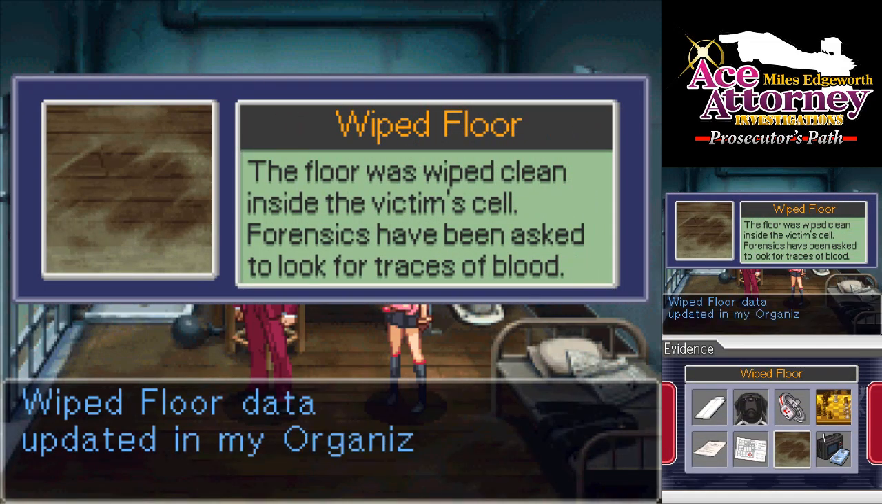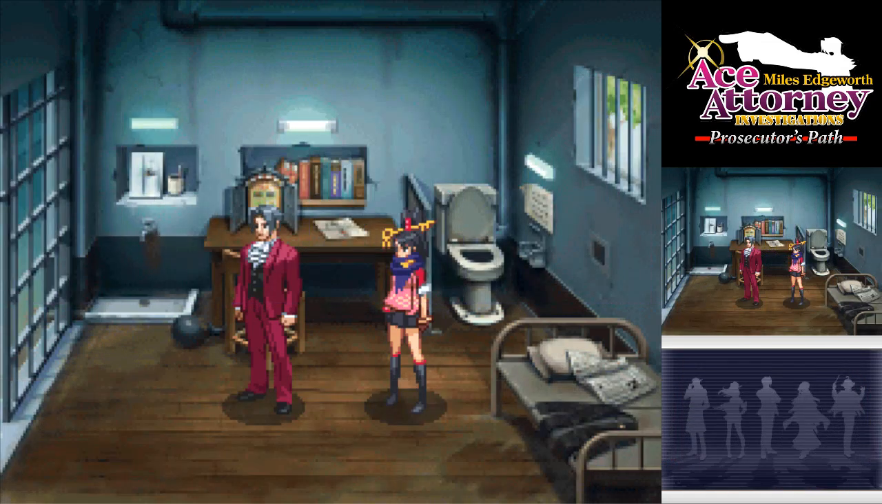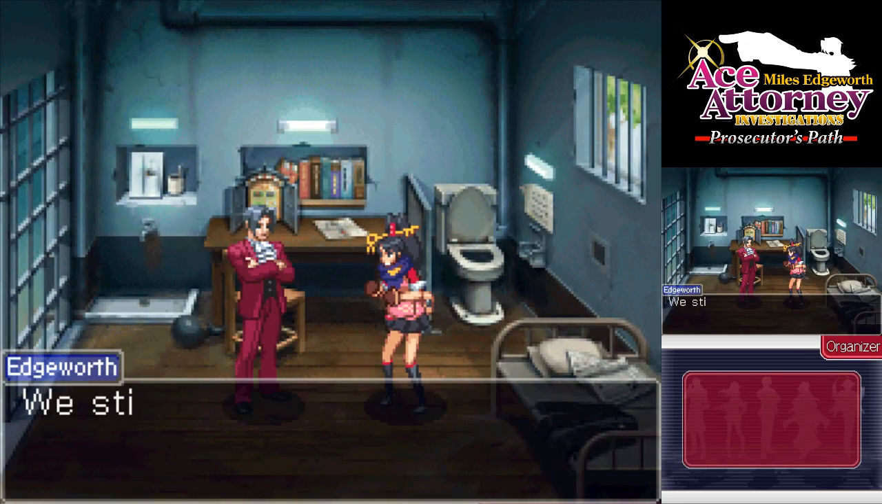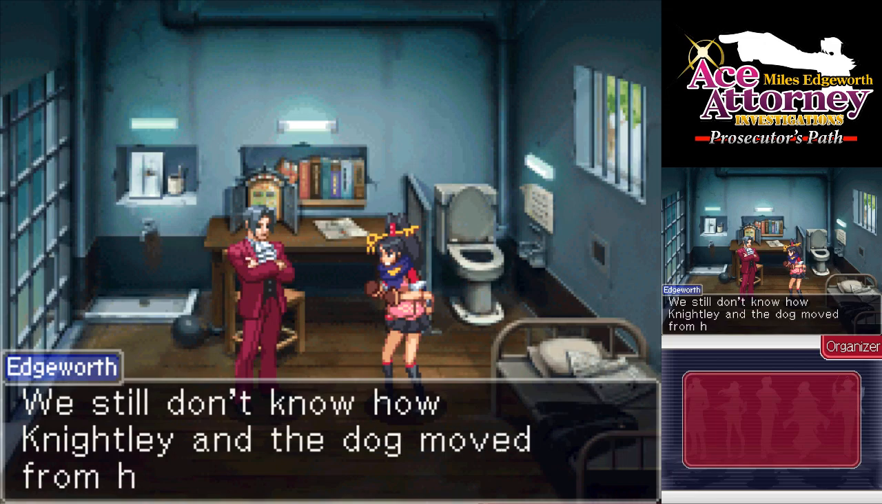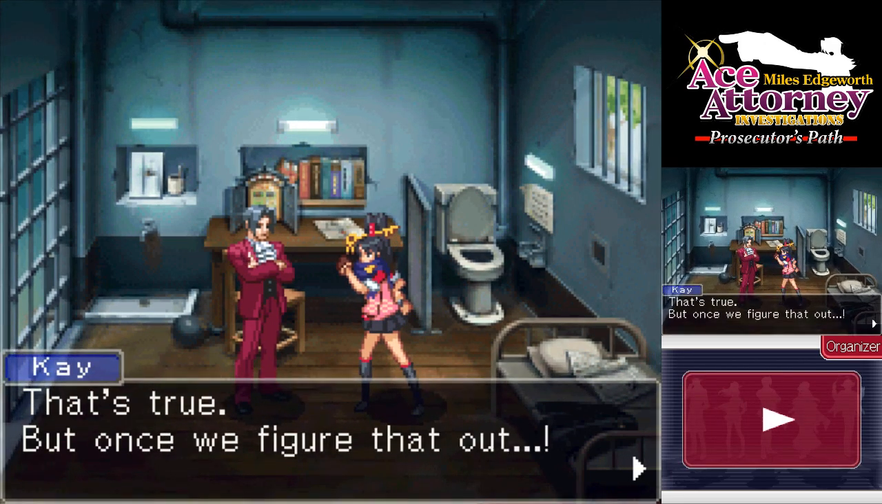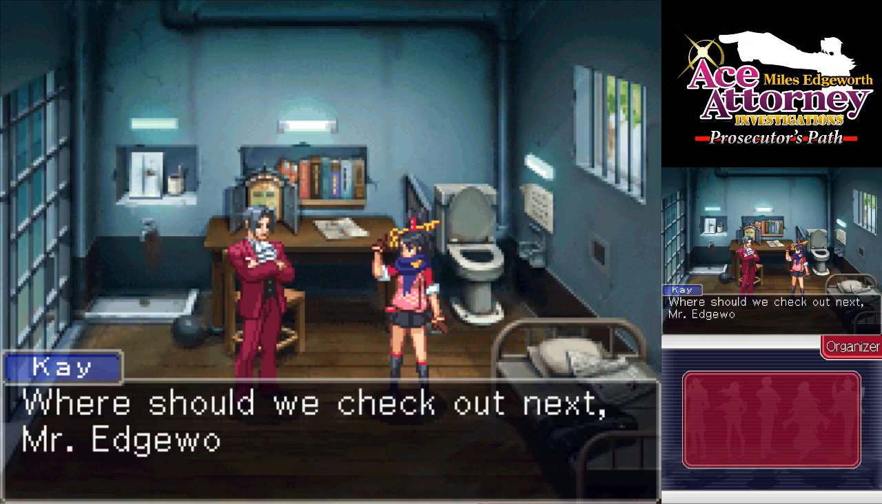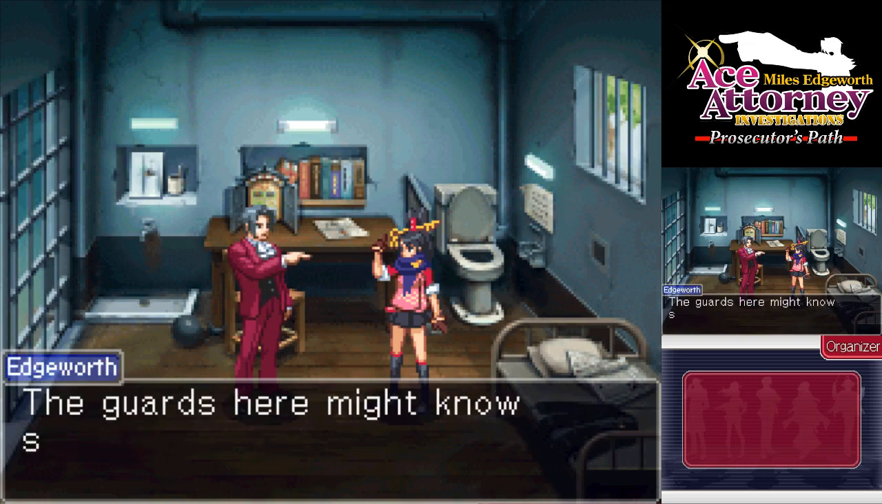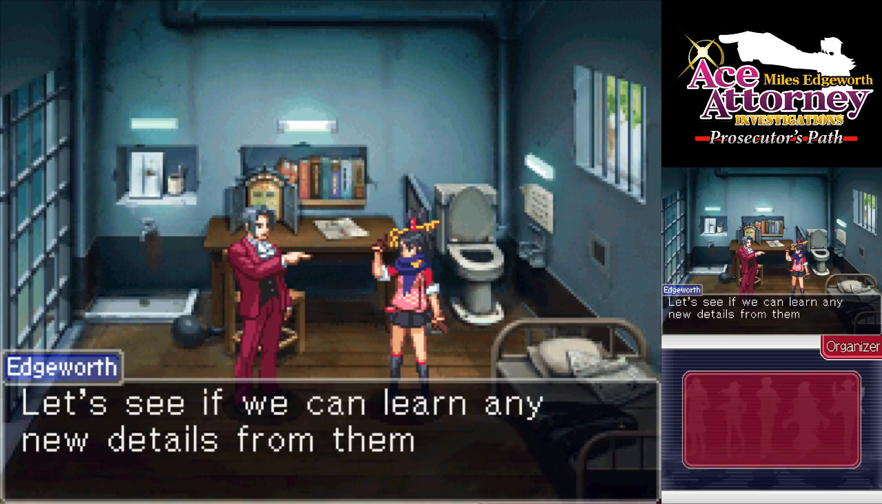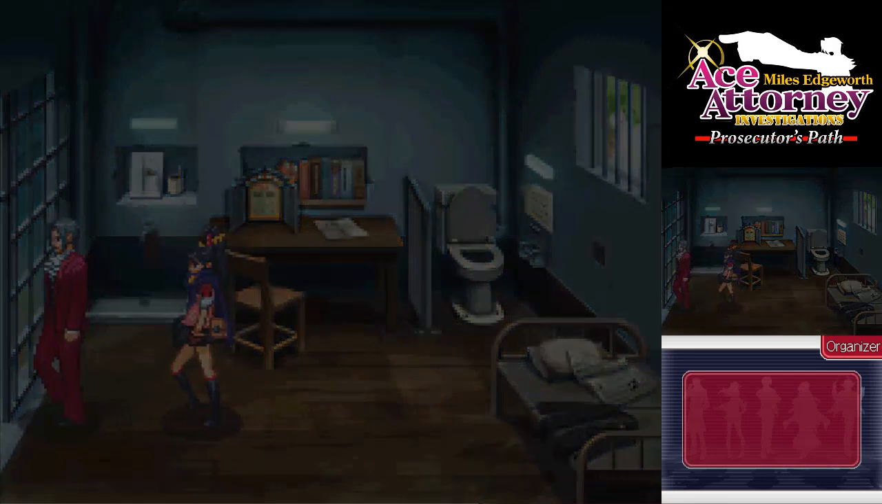Wipe floor data updated in my organizer. This should corner that old coot. No, not yet. We still don't know how Knightley and the dog moved from here to the prison. That's true, but once we figure that out, where should we check out next, Mr. Edgeworth? The guards here might know something about the murder. Let's see if we can learn any new details from them.